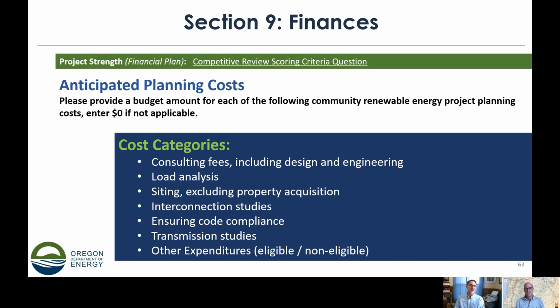Our next area is where we start to break this system down for the planning aspect of the project. That's the anticipated planning costs. On the application, you'll see each of these cost categories in the box below. These are their own line items and entry boxes for an amount. Even if that amount is zero for that particular category, we do want to see zero input.